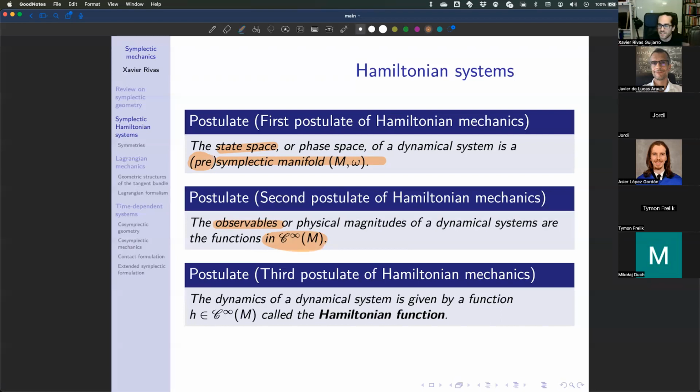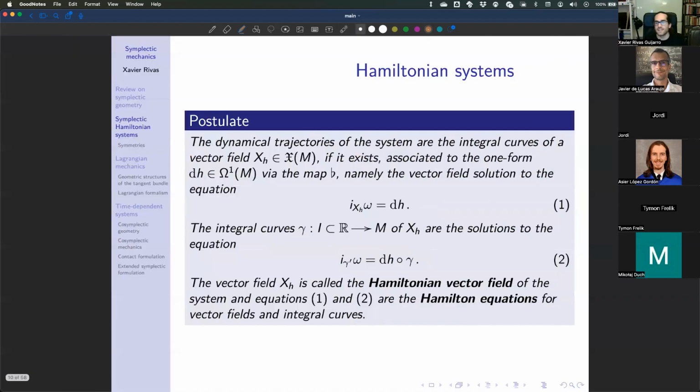So the observables, the physical magnitudes related to a mechanical system, will be functions. Third postulate, the dynamics will be given by a particular function called the Hamiltonian function. This function has all the dynamics of the system. And finally, the fourth postulate says that the dynamical trajectories of the system are the integral curves of the Hamiltonian vector field associated to this function h. That is the vector field X_h, which is a solution to this equation. So it is the Hamiltonian vector field associated to the function h.